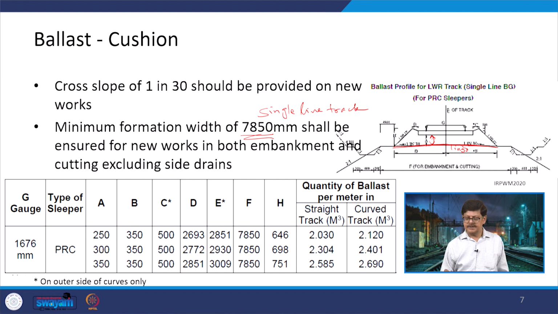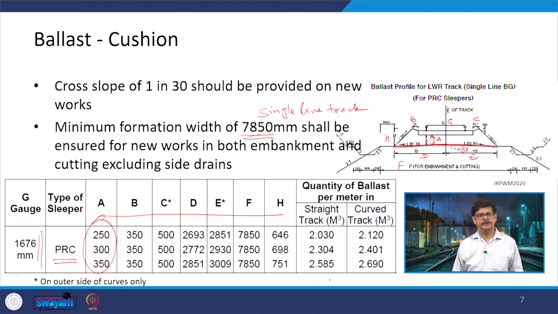The different values have been given. What you can understand here is that there is a value A being provided, there is a value B here, a value C, this is D, this is E, then there is a value F here, and the value H is provided here, and the gauge is provided on this side. These different values are defined here in the table. We are talking about the broad gauge, using the concrete sleeper. For that condition there are three possibilities for the depth of the cushion. It can be 250, 300 or 350.